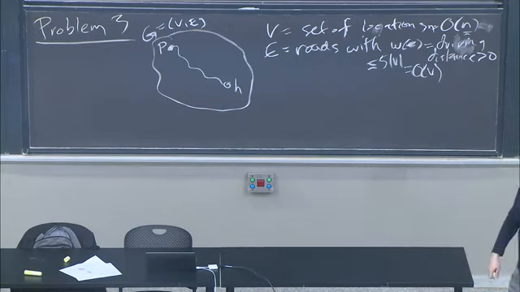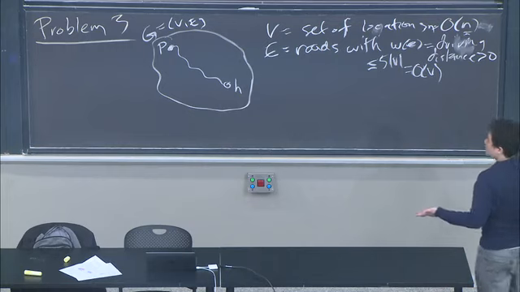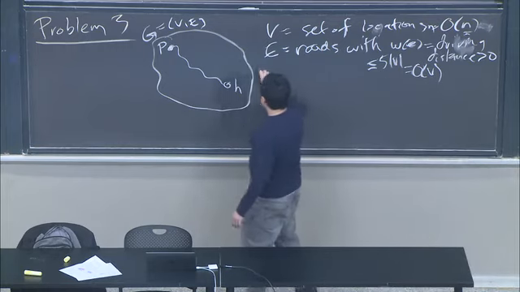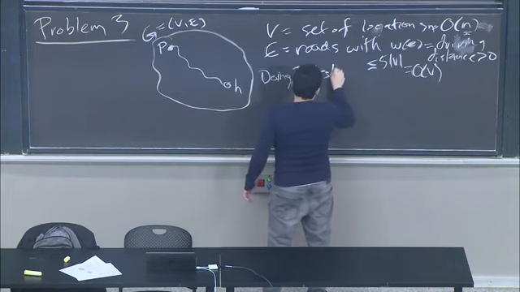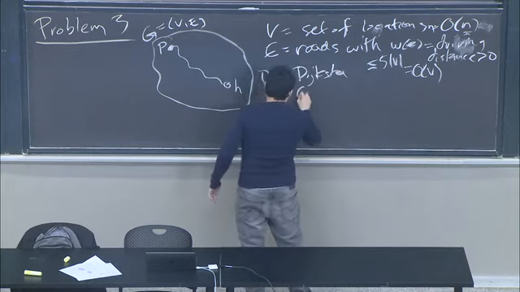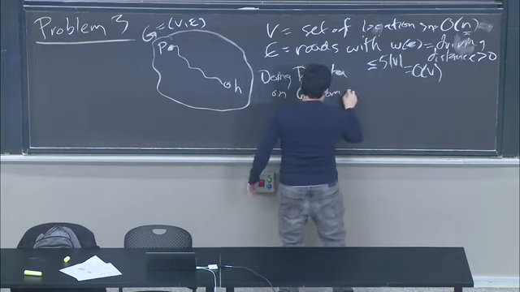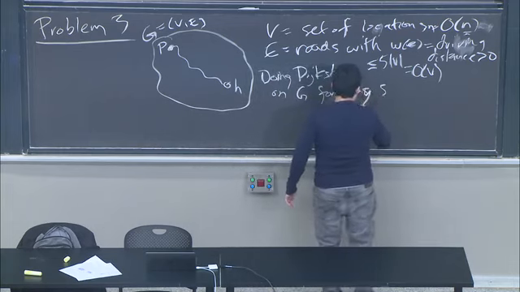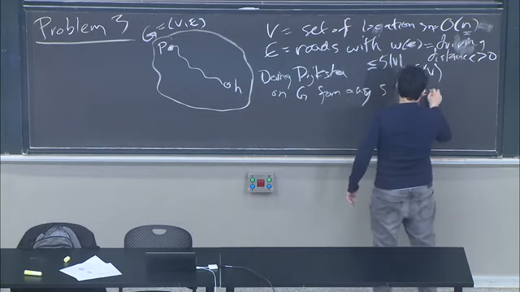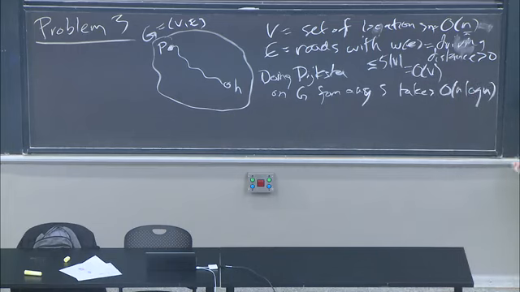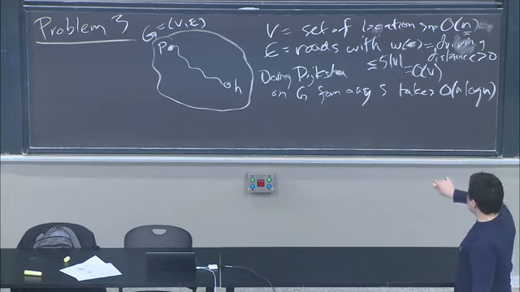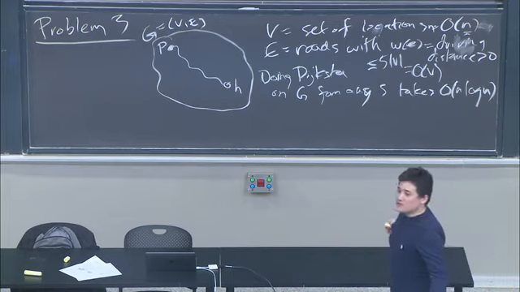And so if I were to just run Dijkstra on G from any S, it takes order n log n, right? n log n plus n, and n log n is bigger than n. Okay, so that's a nice observation. We can at least afford to use Dijkstra in this problem to find shortest distances.